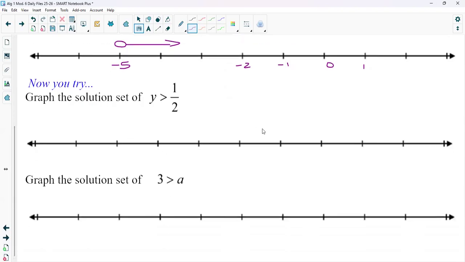There are 2 more right here. Go ahead and pause the video and try to graph them on your own first.